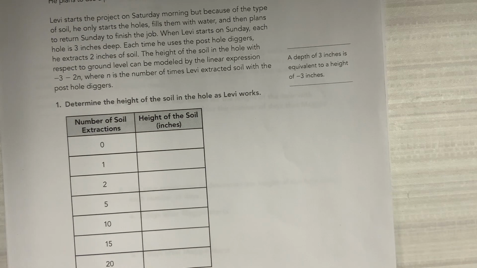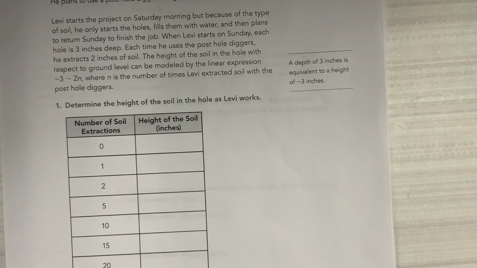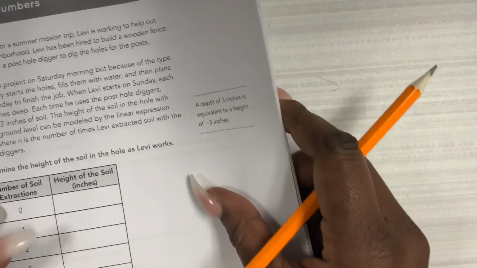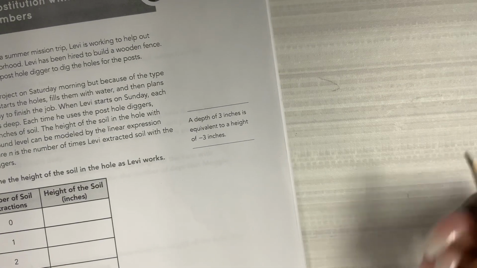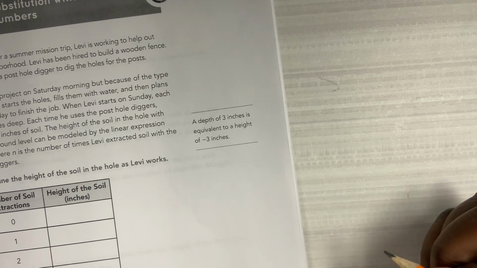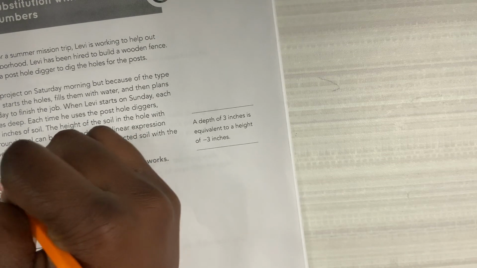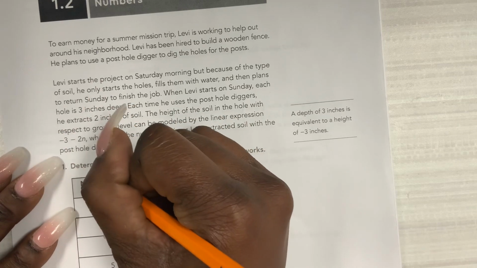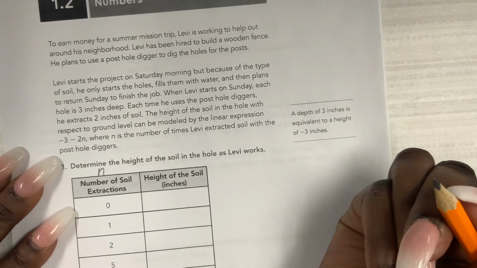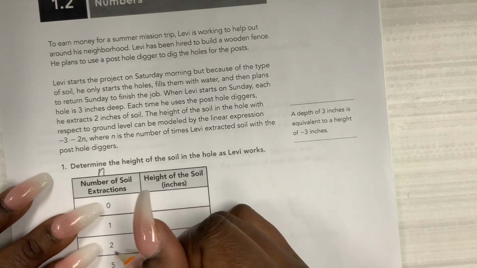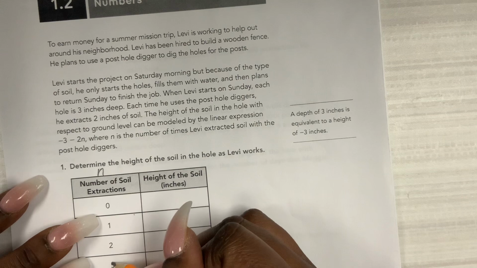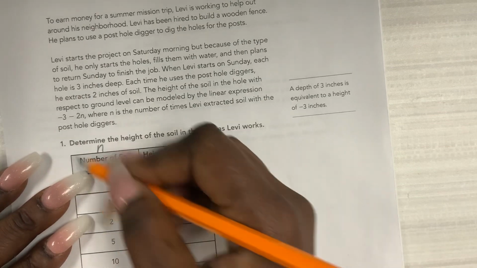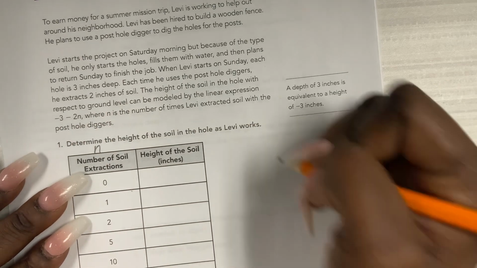So I have my scratch paper, but if you want to do it over here, you can. When I start to run out of room, then I'm probably going to use my scratch paper. So the first thing I have here is the number of soil extractions. This is going to be my variable, and in my expression, my variable is the letter n. So every time I see n, I'm going to plug in one of those numbers, and I have to do 1, 2, 3, 4, 5, 6, 7 different equations with the same expression. So let's get started.